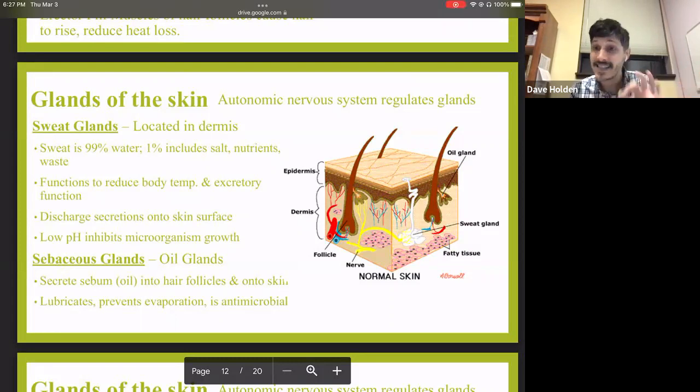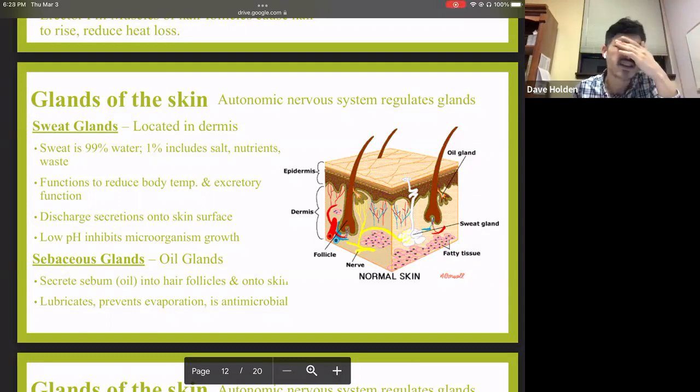However, since we're in the skin, there are 2 primary glands that we deal with in the skin. These are sweat glands and sebaceous glands, sweat and oil. Sweat glands come in two flavors, apocrine and eccrine. More on those in a moment. Just more broadly though, sweat is by and large water, 99% water. The remaining 1% would be salt, nutrients, and waste product.